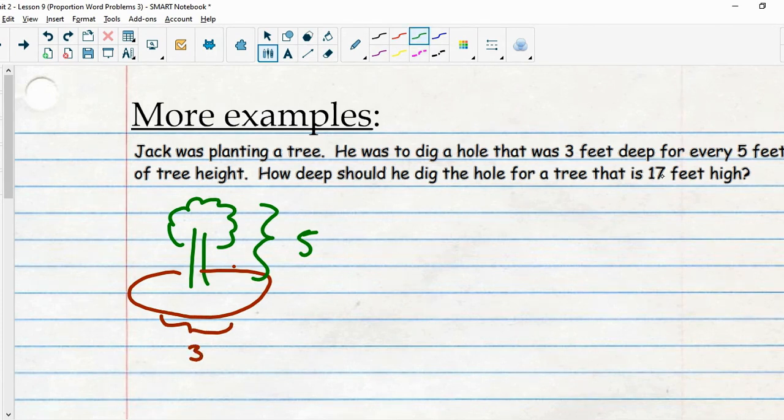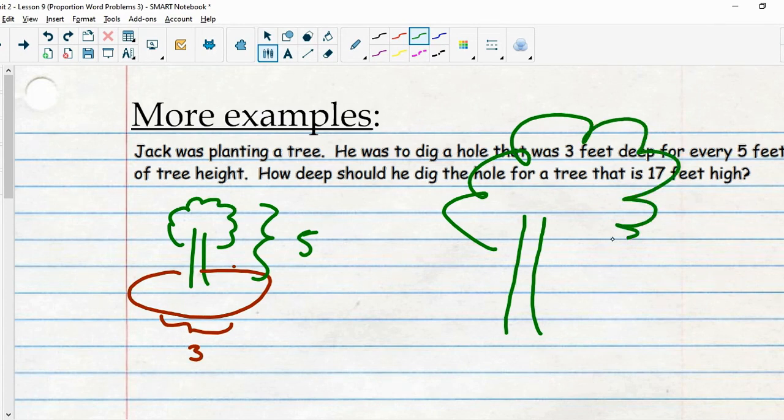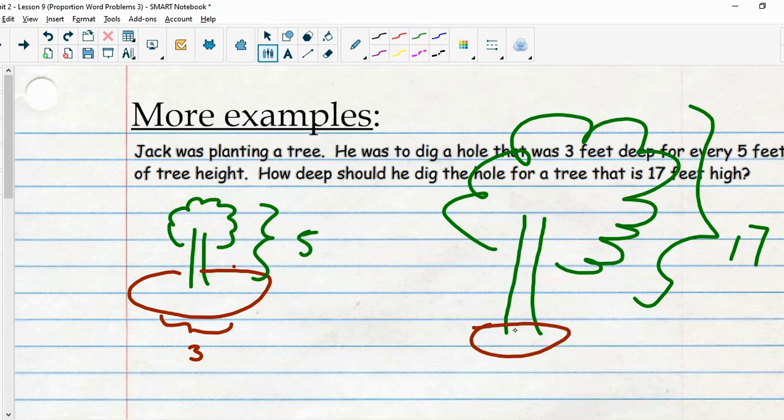So now he's gonna get a huge tree that will reach all the way up to the sky. Alright, so let's draw a big tree. It's about to get worse. Okay, so this is 17 feet high. So how deep, I should draw a bigger hole actually. Okay, how deep would this be? You understand? Does that make sense?